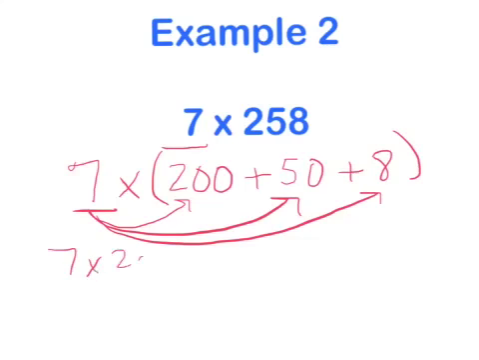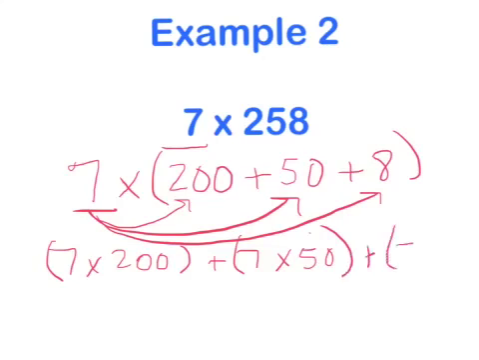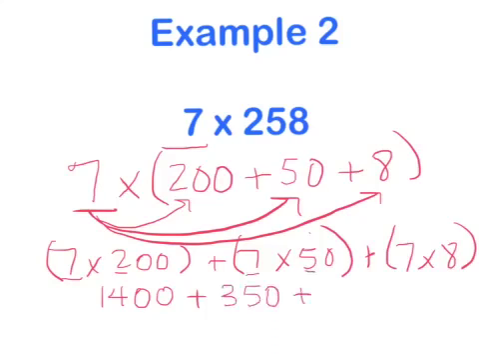7 times 200 plus 7 times 50 plus 7 times 8. Using our basic math facts, we can say that's 1400 plus 350 plus 56. Those are large numbers, so we need to go and stack them to add.